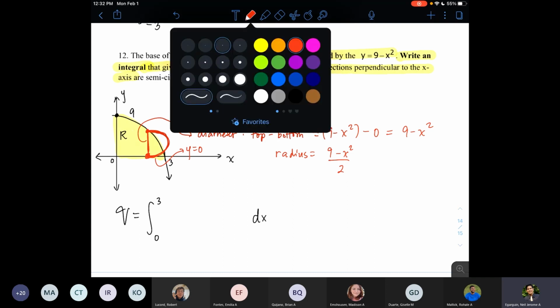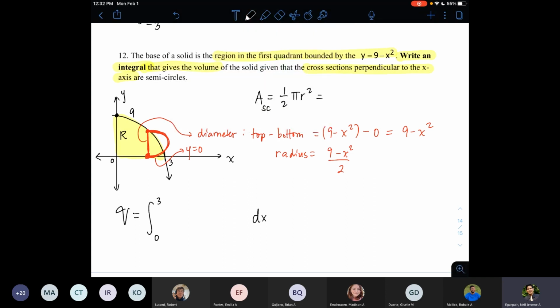Okay. Then I'll just simply plug that into the formula for the area of a semicircle. So it's going to be 1/2 pi times the radius, that's 9 minus x squared all over 2, quantity squared. Then let me simplify a bit. This would be pi over 8 times 9 minus x squared quantity squared. So that's the area of the semicircle. I'll use that as my integrand here because we get the solid by stacking together infinitely many semicircles with area pi over 8 times 9 minus x squared quantity squared. Basically, I'll have this.